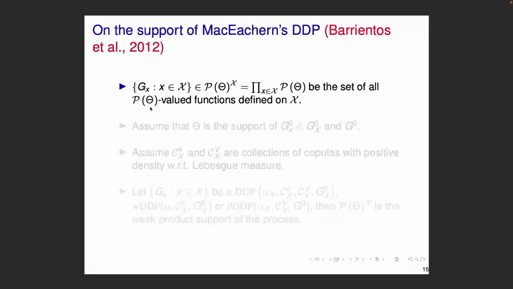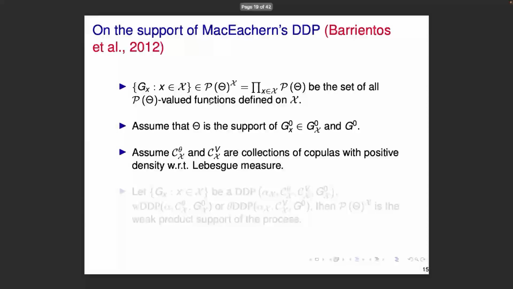First of all, we need to understand that the trajectories of this process are in this product space, where this calligraphic P of theta is the space of all probability measures defined on theta. So if we take an element in this space, it's going to be a collection of probability measures indexed by predictors. And to identify under which conditions we can say that's the support of the process, we basically need two conditions.